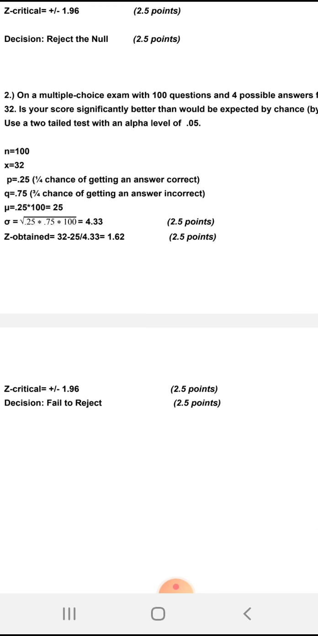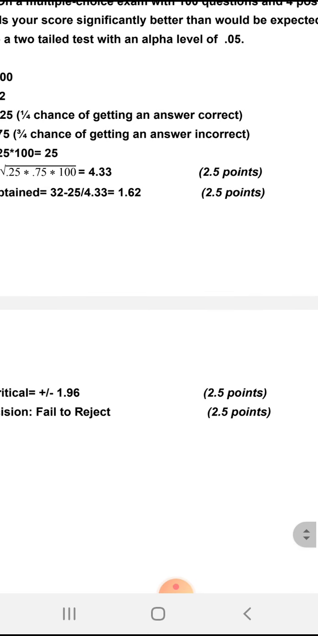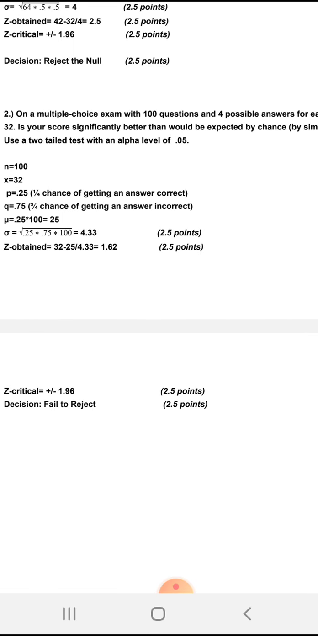Is it higher? Yes. Chance would be 25. We scored 32, but 32 is still not a high enough number to say that we did significantly more than chance.